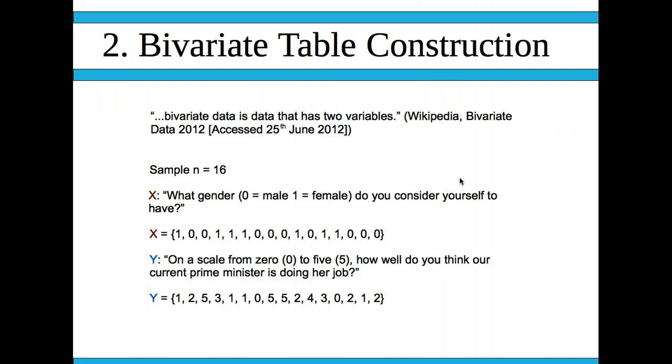I hope that you're doing great today, and welcome to this tutorial where we're going to be talking about bivariate table construction. Now, what does bivariate mean? Well, bivariate data is data that has two variables. So I'm going to exemplify this for you because I think that's the easiest way to understand it.